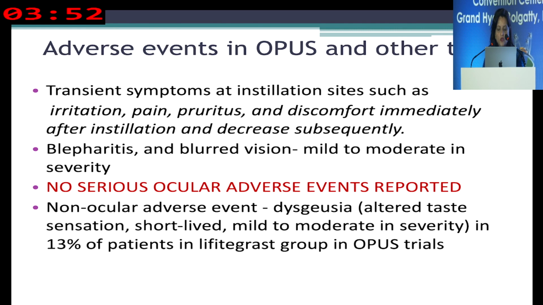However, dysgeusia or altered taste sensation has been reported in 13% of the patients in the OPUS trials.